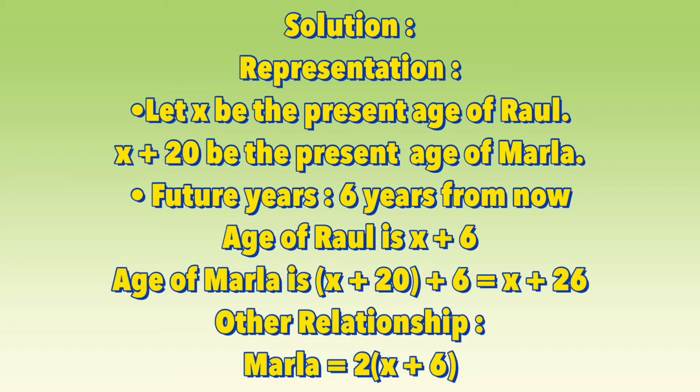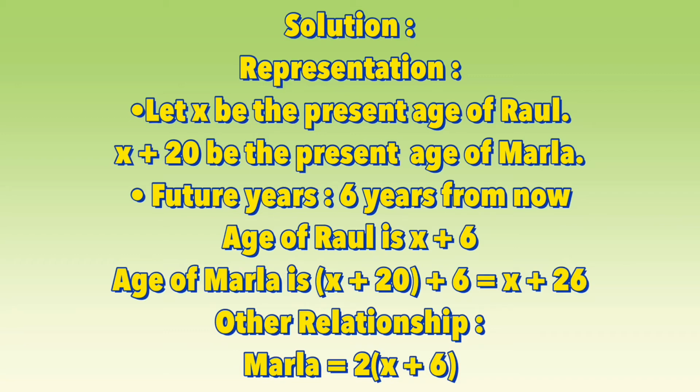Our solution now is representation. Let x be the present age of Raul, and x plus 20 be the present age of Marla, and we have to consider the future years. The future years is 6 years from now. Future years we're going to add to the present age. The age of Raul is x plus 6 because we're going to add 6 years to the present age of Raul.